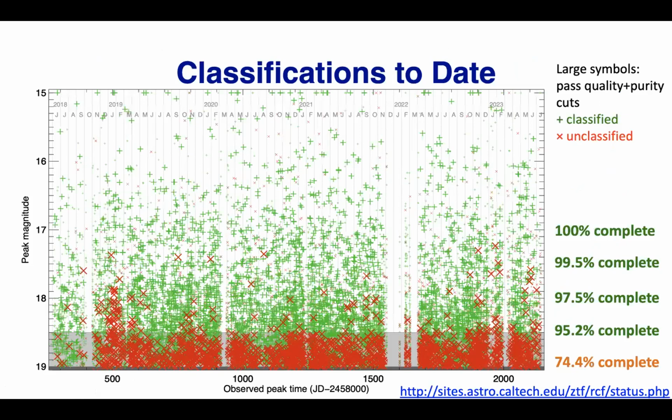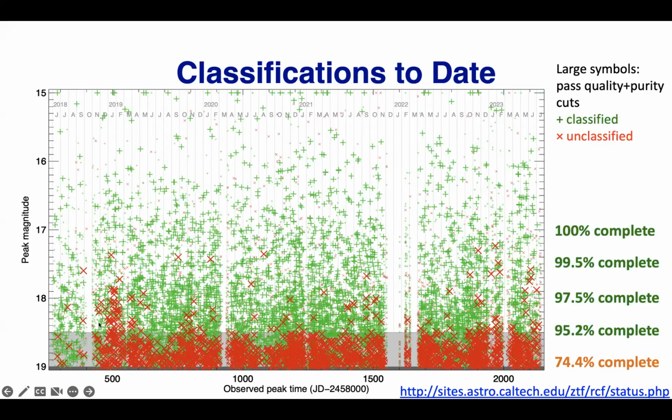Okay, so among the things that pass these two cuts, which are shown here by the big symbols, the small symbols are things that don't pass those cuts, just to show that those exist as well, and we do keep track of them. We have very, very good completeness. So down to 17th magnitude, we've classified everything in the survey that passes these criteria. Down to 17.5 magnitude, we have classified 99.5% of the transients. And down to our goal of 18.5 magnitude, we classify about 95%. So we do miss a few, we're not perfect.